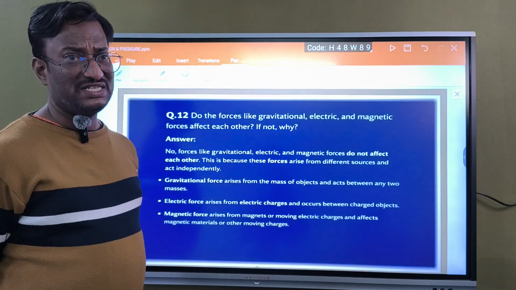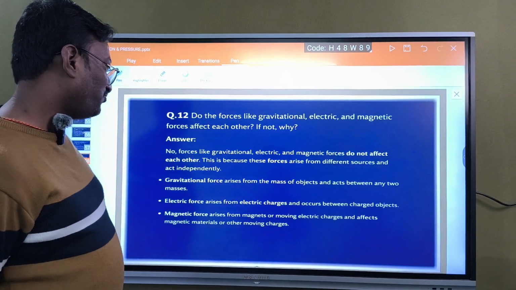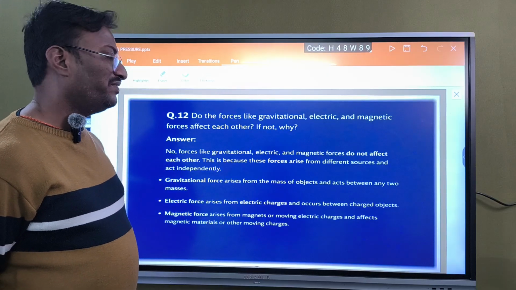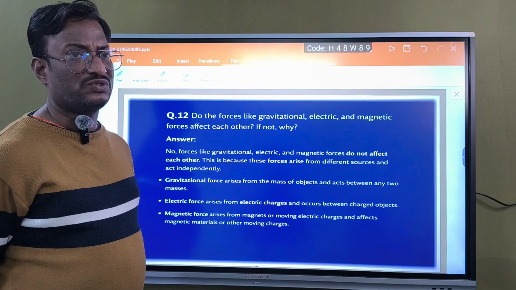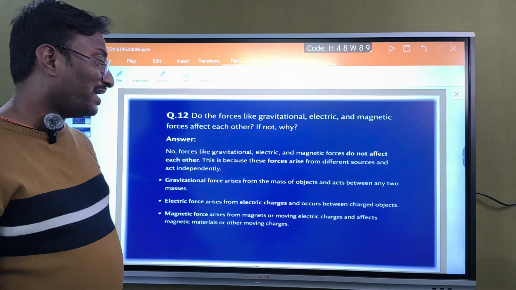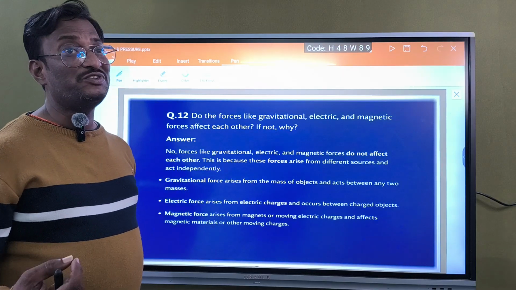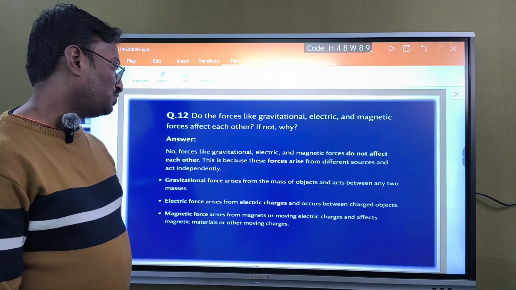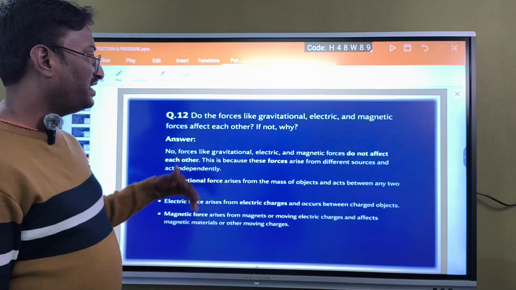Gravitational force arises due to masses. Electric force arises due to electric charges and occurs between the charged bodies. Magnetic force occurs due to magnets and electric charges which are in motion. So there is no effect of any one force on the others.